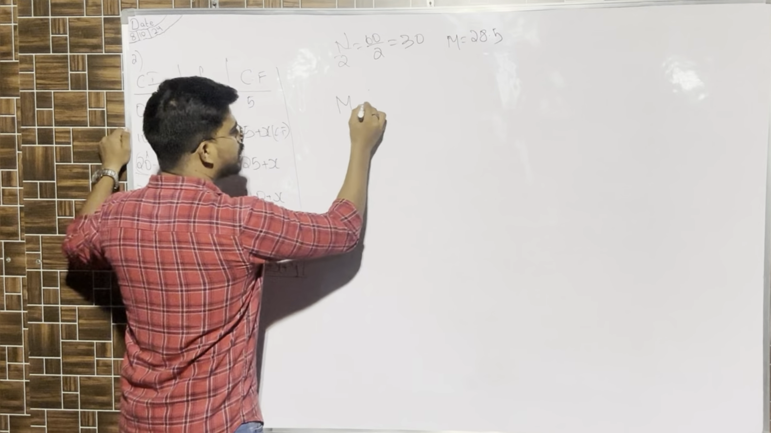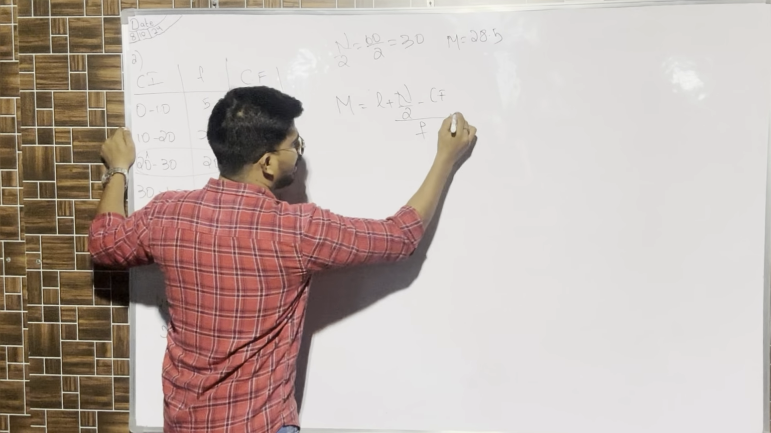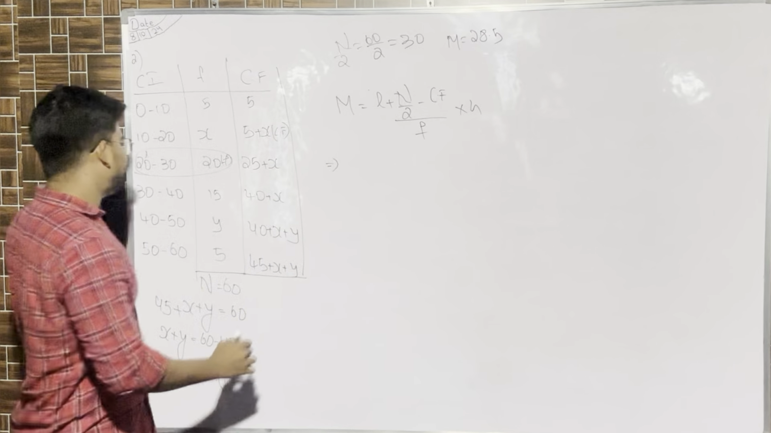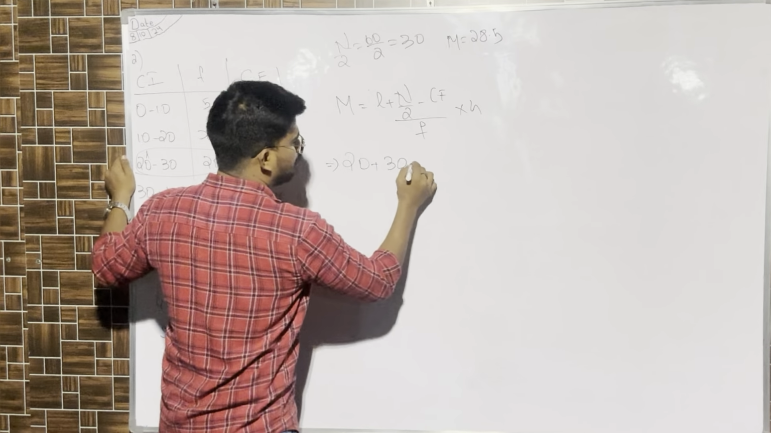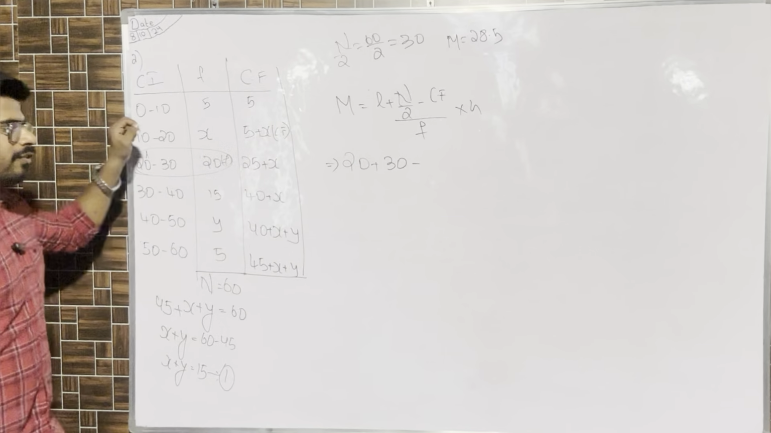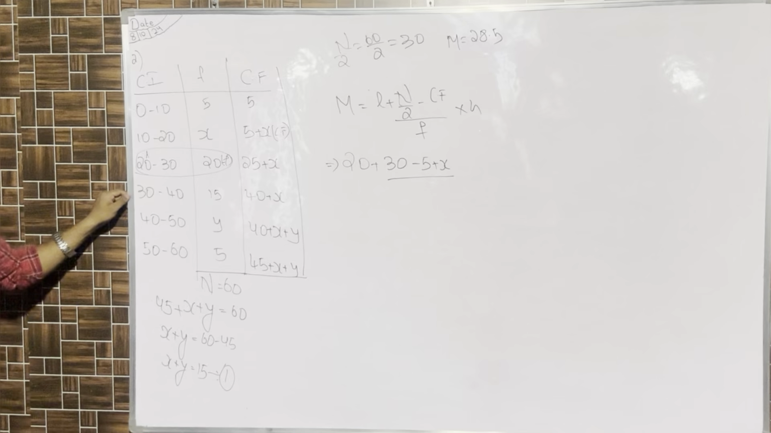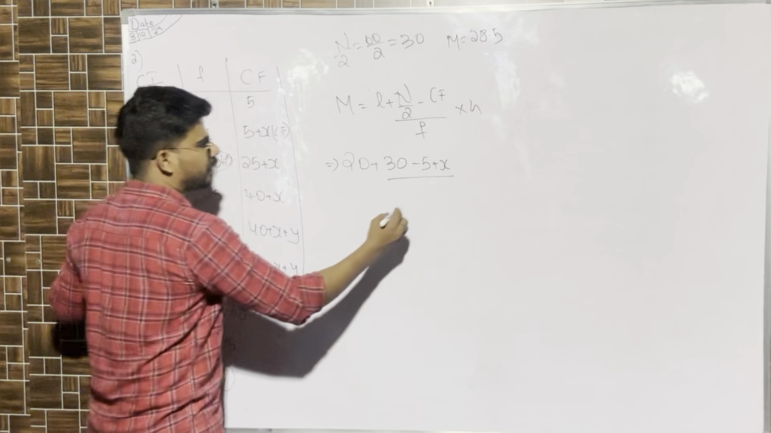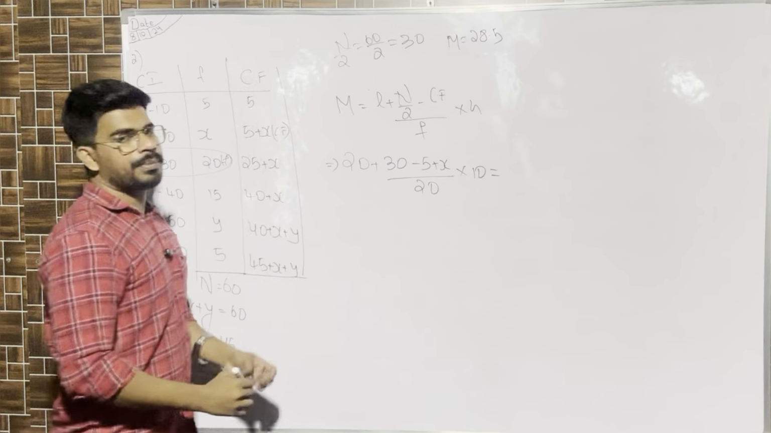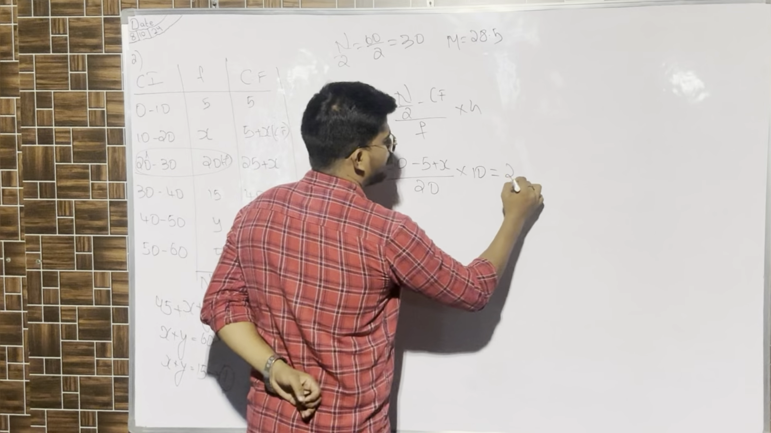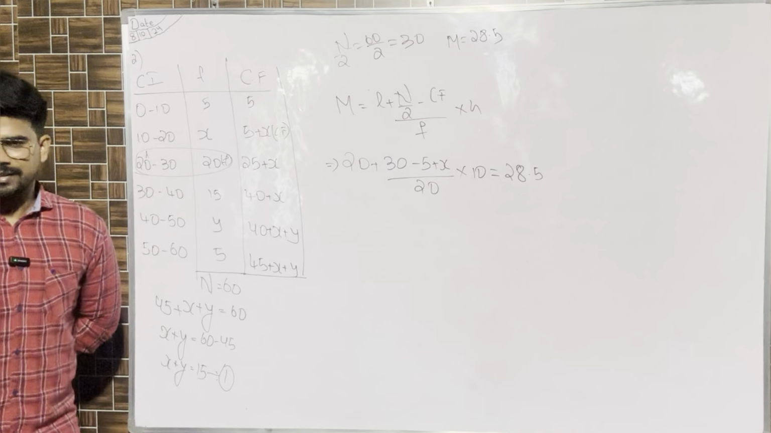Median M is equal to L plus n by 2 minus CF by F into H. What's the value of L? 20. 20 plus N by 2, 30, minus CF, 5 plus X, divided by F, divided by 20. H is 10, is equal to, how much is the median? He has already given, which is 28.5. Right? Any issues?